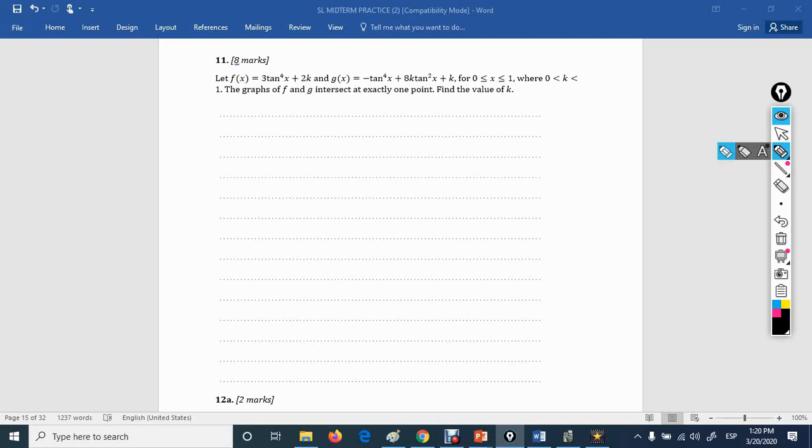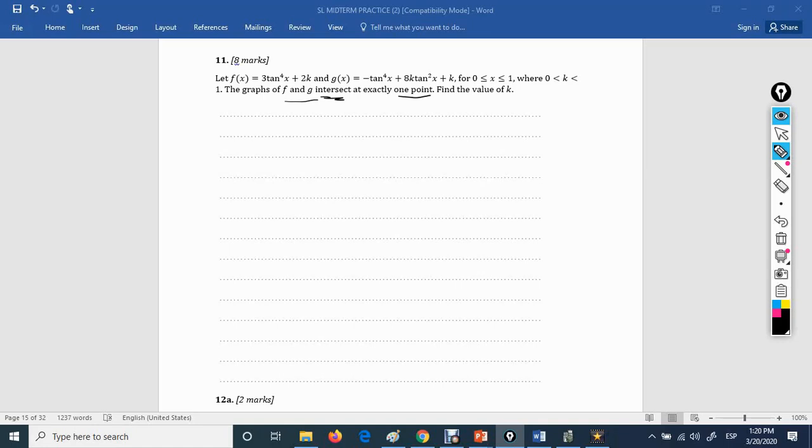Okay, so here they give us f of x equals 3 tangent to the power 4 of x plus 2k, and g of x equals negative tangent to the power 4 of x plus 8k tangent squared of x plus k, for x between 0 and 1, where k is greater than 0 but less than 1. Okay, and it says that the graphs of f and g intersect at exactly 1 point. So this is the key. They intersect at 1 point.